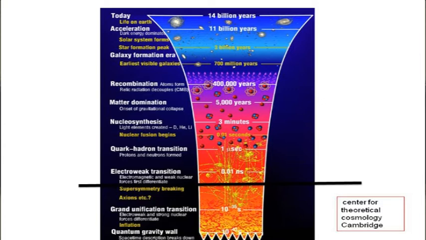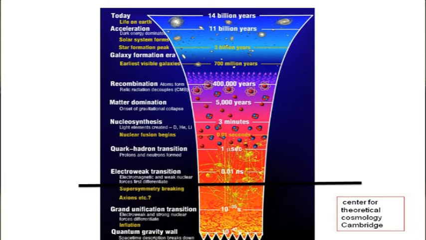Here is the same information on this plot. As you go down here, you go back in the history of the universe. We are here about 14 billion years after the Big Bang, which occurred here. We go back. Around 400,000 years after the Big Bang is where the cosmic microwave background radiation originates, which we saw has been measured so well.